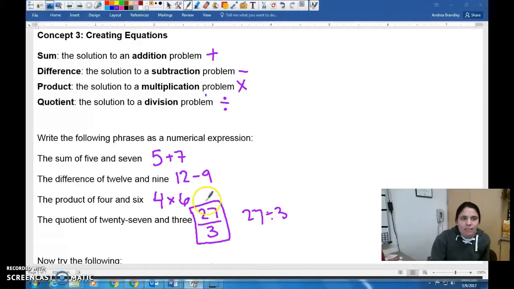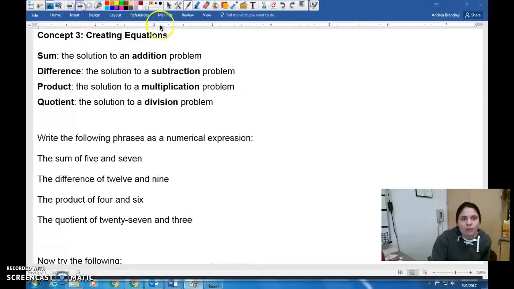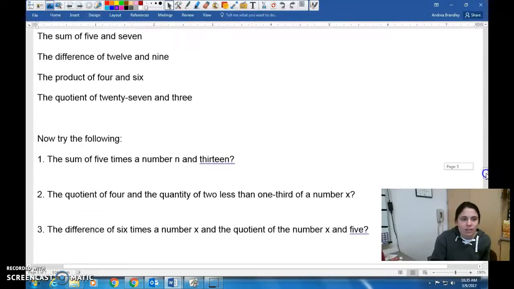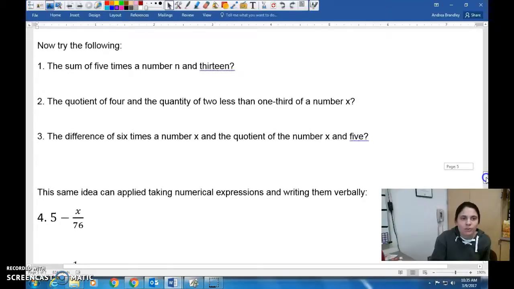So these were very simple. We're going to do that same thing with some slightly more complicated phrases. And I'm just going to go ahead and think out loud while I do them because I think that's probably the easiest way for you to follow me.